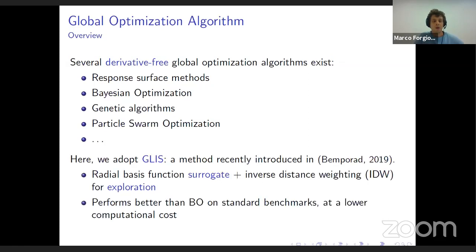In this work, we are adopting GLIS, a recent method developed by one of my co-authors, Bemporad, in Lucca. It uses a response surface method based on a surrogate function, because the function is unknown and is approximated as a surrogate, but it also uses some techniques to promote exploration, and we will see something in the next slide.